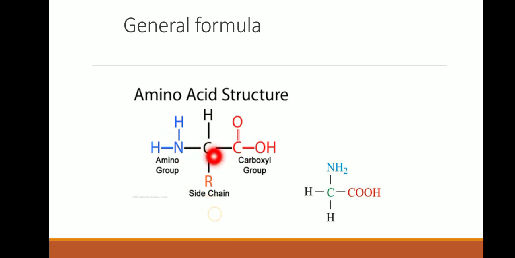So this carbon atom is asymmetric because the 4 valencies are occupied by 4 different types of radicals. Here H group, here carboxylic group COOH, here NH2 group, and here the R group or alkyl group. The side chain is varying. All the other parts are the same in all the amino acids.